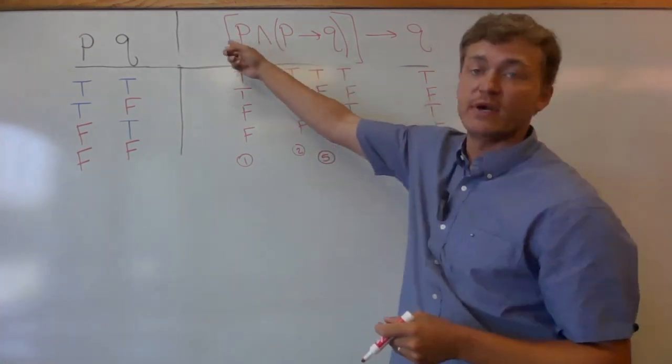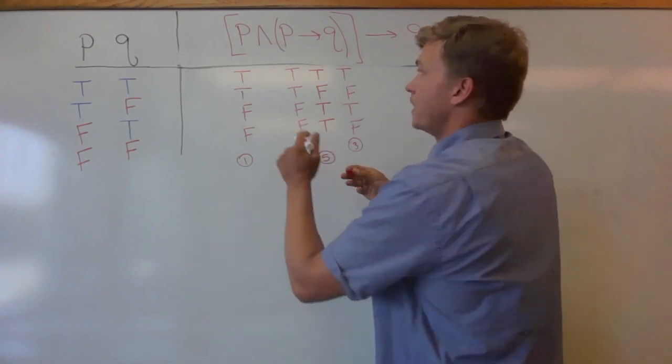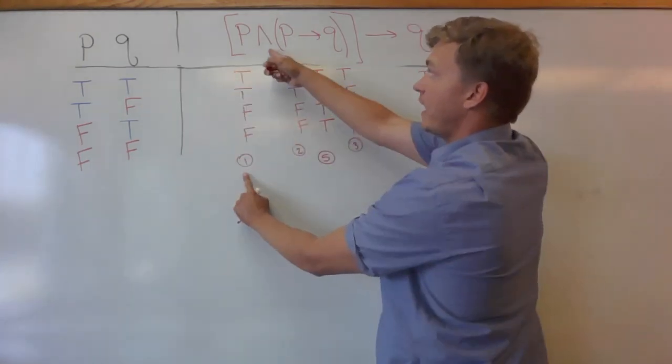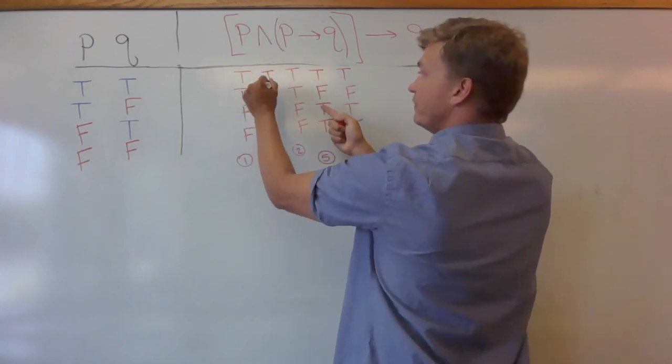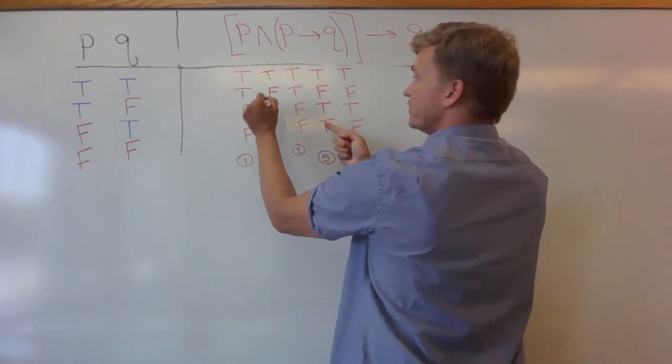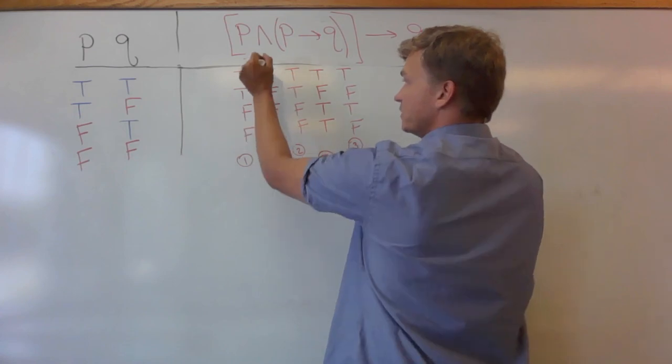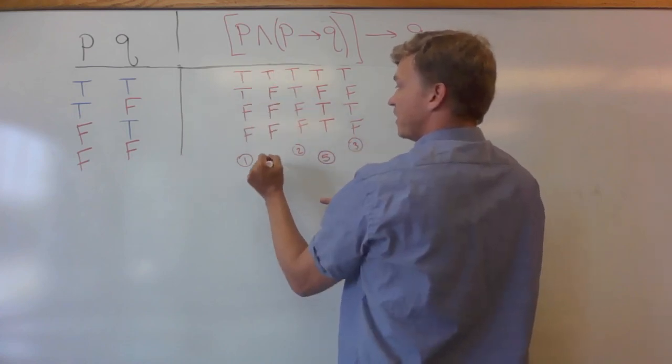Now we're going to work with the braces, the AND connective, the conjunction. P and what we just found here. So true and true is true. True and false is false. False and true is false. False and true is false. So there is our sixth column.